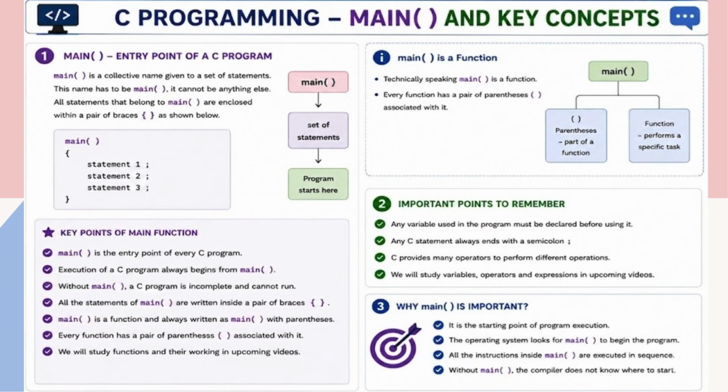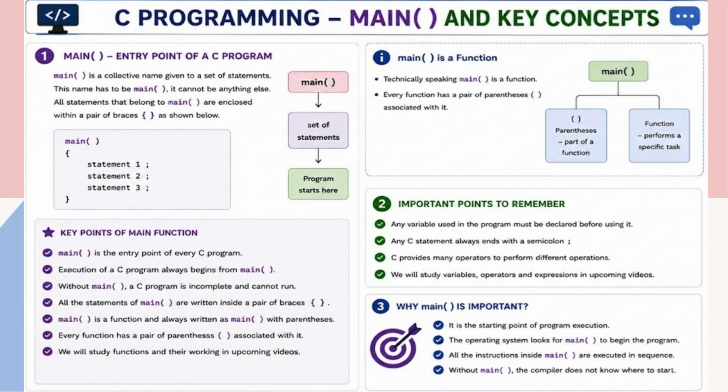Let's discuss another important concept. The main function is the starting point of every C program. Execution begins from main, and without it, a program cannot run. See the structure of the main function, which contains statements inside curly braces, which define its block. Main is the function name, the parentheses show it is a function, and the braces mark the start and the end. All statements are written inside these braces. Execution always starts from main. It is the heart of a C program and provides the starting point for execution. Technically, it is a block of code designed to perform a specific task.